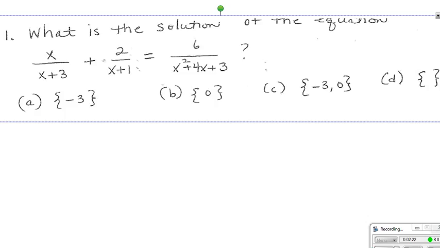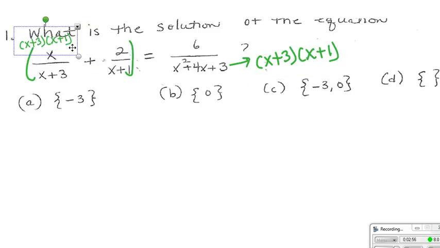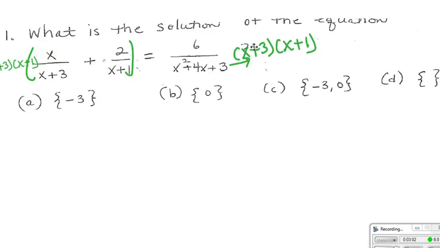Alright, let's move on to the next one. What is the solution of this one? In this case, we have to multiply by the common denominator. If you notice, x squared plus 4x plus 3, when you factor it, is x plus 3 times x plus 1, which ends up being the common denominator for all of them. So we multiply this side by this over here on the left side, and this one to the right side.